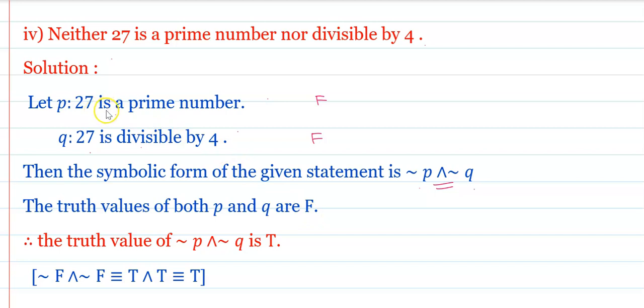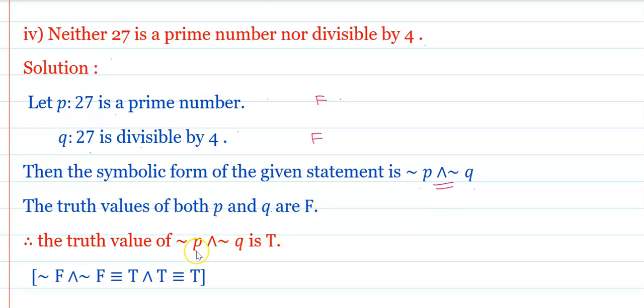What is this? The truth value of this is F. 27 is not the prime number. 27 is divisible by 4? 27 is not divisible by 4. Hence the truth value of this statement is false. Therefore, the truth value of both P and Q are F.